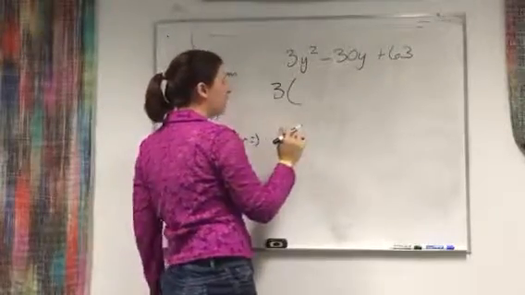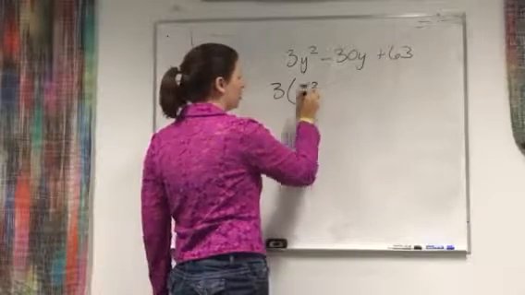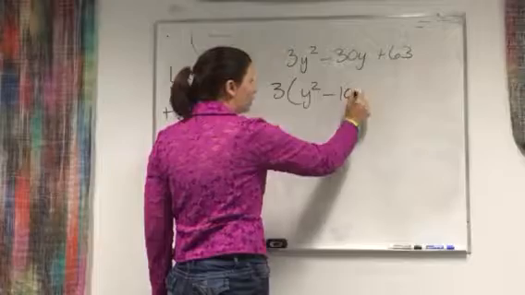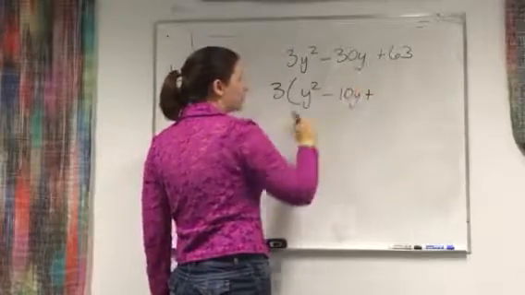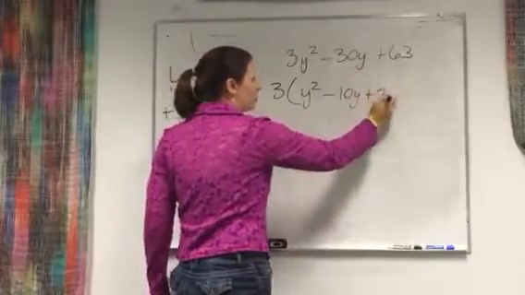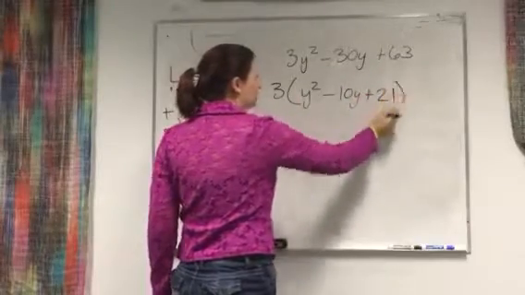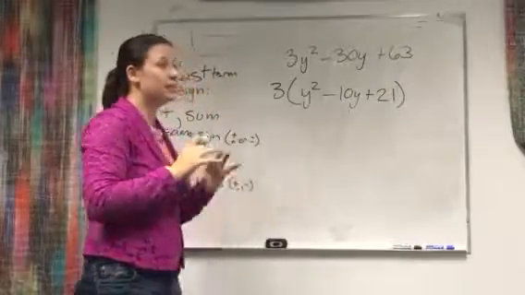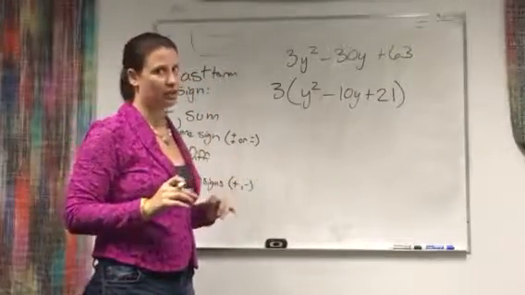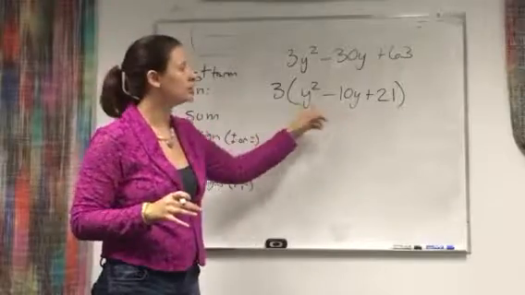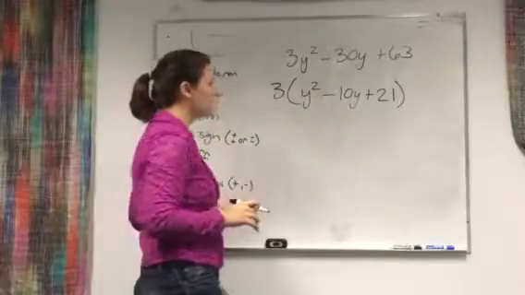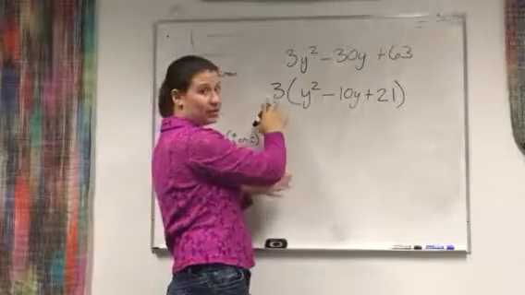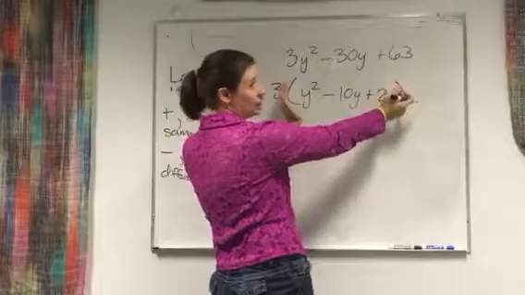So if we factor 3 out of 3y squared, we're left with y squared. 3 out of 30y is minus 10y. 3 out of 63, 3 goes into 6 twice, 3 goes into 3 once, so it's 21. That's just simplifying so that we can factor. We're not done factoring. This will factor more, just like the previous one did. So again, now it's a leading coefficient of 1. We need that 3 out there, but it is not part of this factorization.